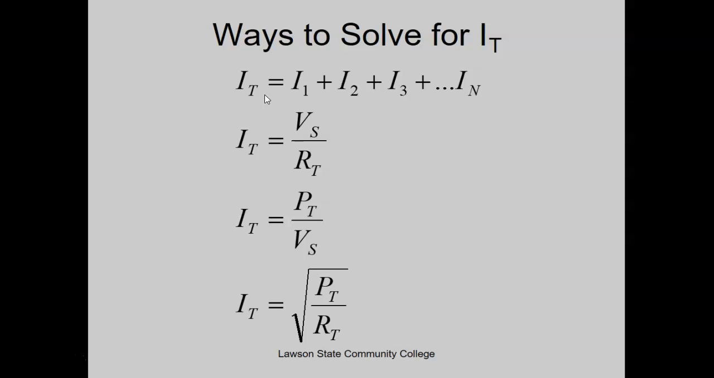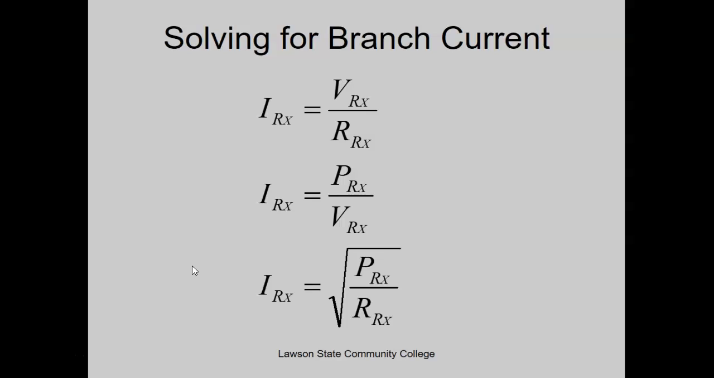So solving for IT, you can add it, voltage divided by resistance, power divided by voltage, square root of power divided by resistance. So same formulas we've always had with these. They all go back to Ohm's law, Watt's law, right? Solving for branch current, again, all goes back to Ohm's law, Watt's law. Once you have a branch in a circuit, is anything about it going to change? Not unless you're changing the voltage of the whole circuit, right?